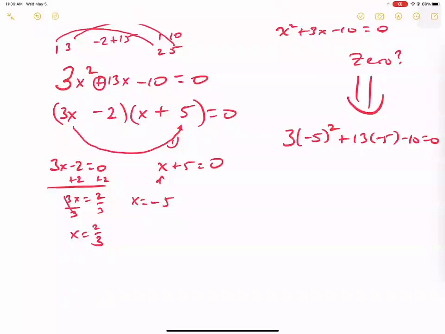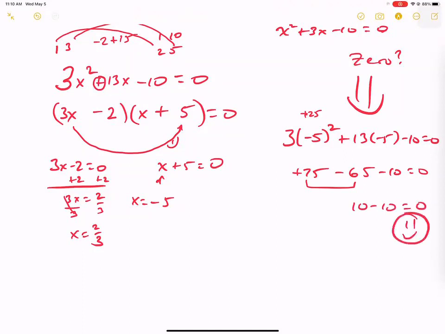But let's try it. Because 5 times 5 is 25. And 25 times 3 is 75. 5 times 13 is 5 times 10 is 50. 5 times 3 is 15. 50 plus 15 is 65. Whoops. Oh, sorry. That's a plus. Because negative negative is a positive. And then it's negative 65 minus 10. 75 minus 65 is 10, minus 10. Oh my goodness, it worked. It worked. And if I tried it with the fraction, it would also work.